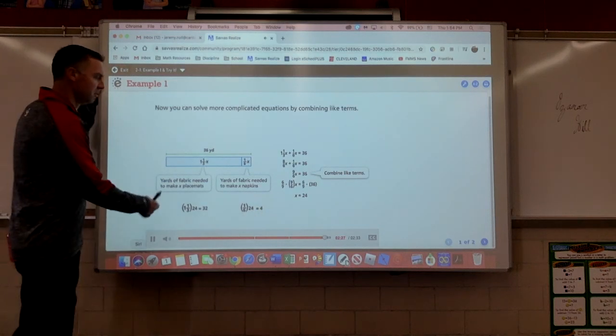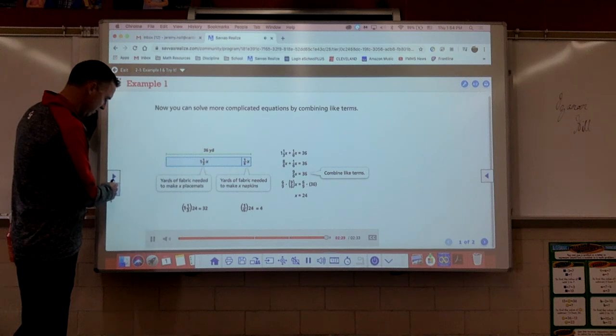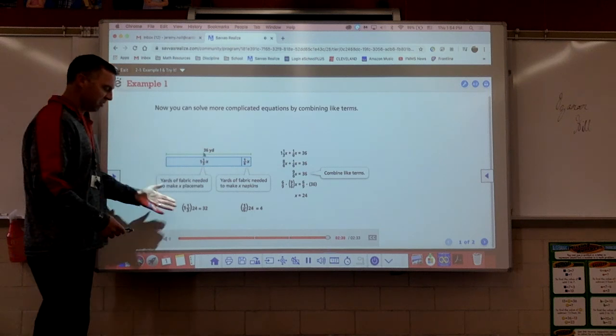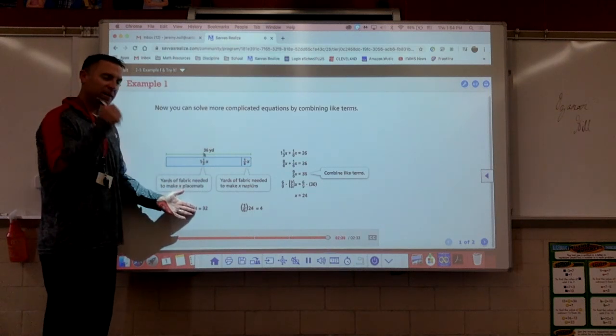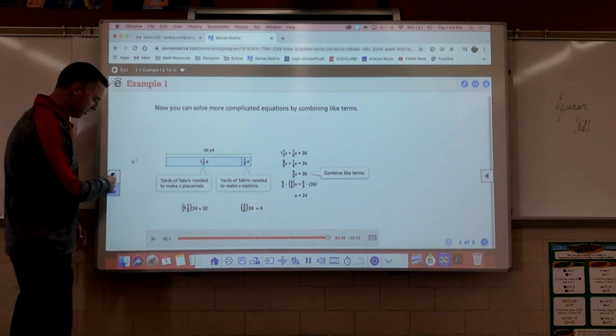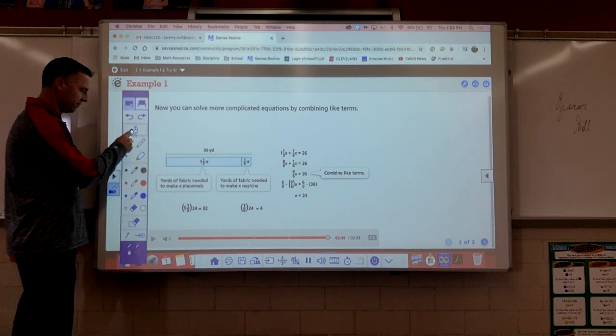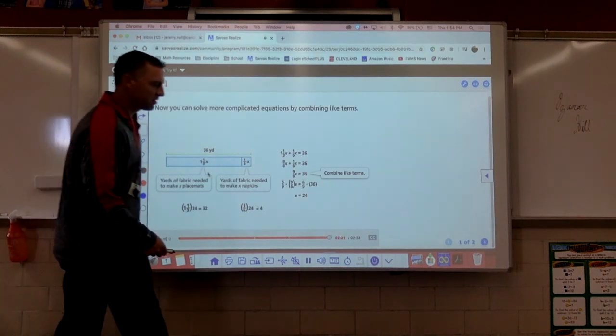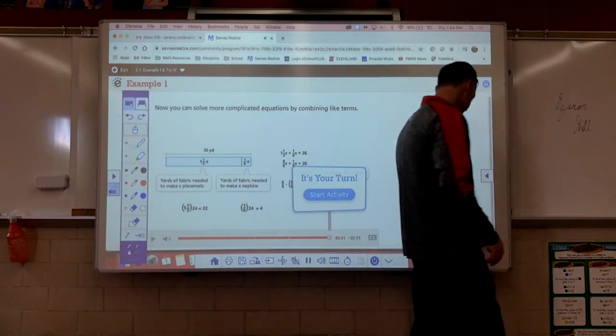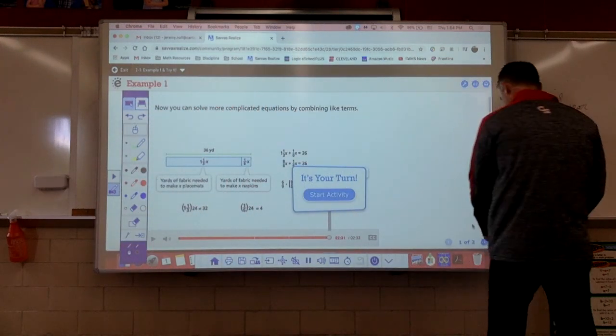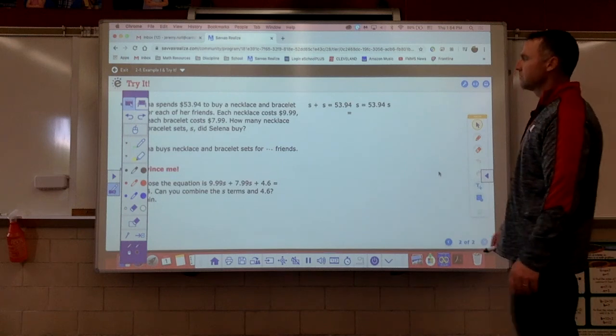Sweet. Now you can solve more complicated equations by combining like terms. Bring on the complicated equations. That's right. Let's do some more. Let's go to the triad section.